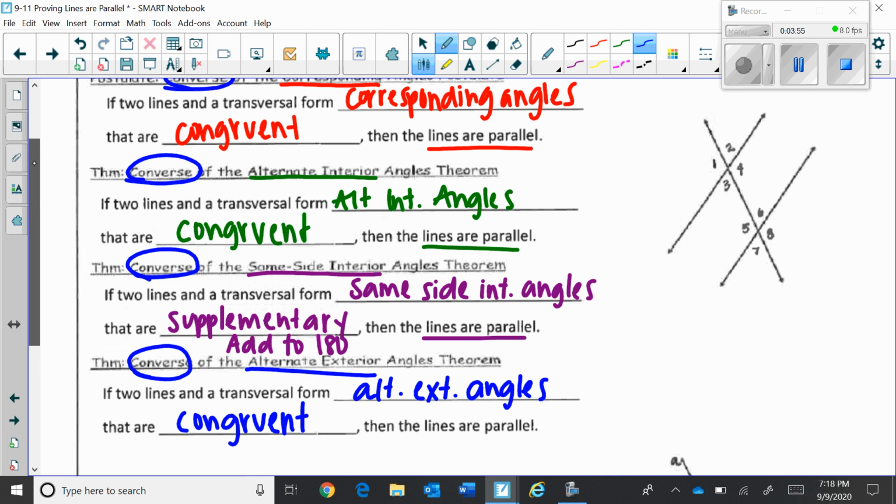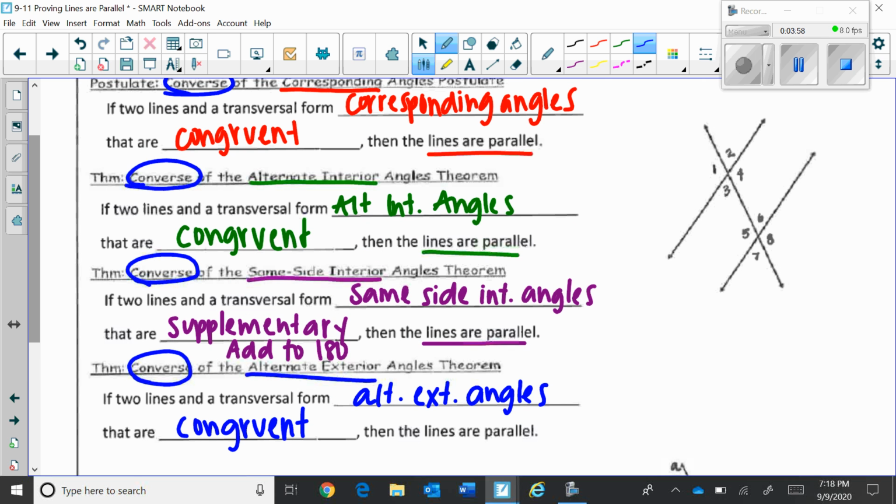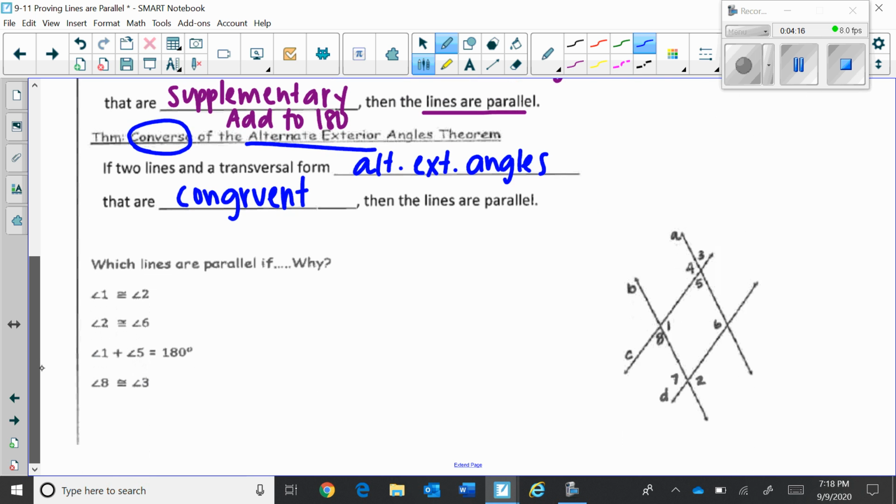So this is just working backwards. Yesterday we focused on: we know the lines are parallel, so now we know this about the angles. Today we're flipping it. We know this about the angles, so now we know the lines are parallel. That's the focus of today, and the big key with that is using the word converse. That means we flip what we know.